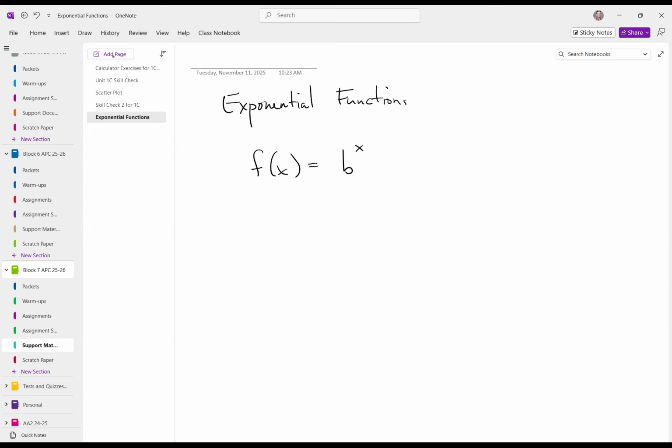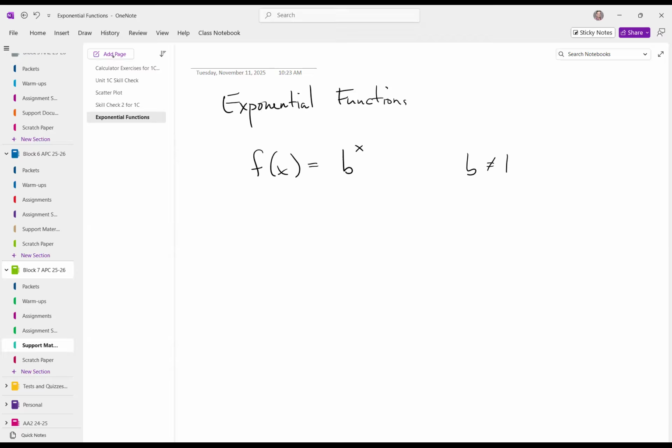Jonas? Can't be 0, 1. Well, let's go one at a time. It can be 0. Let's say it can't be 1. Why can't it be 1? Anything like 1 to the power of n. Exactly. 1 to anything is 1. So it wouldn't have that nice growth or that decay that we saw. So it can't be 1.